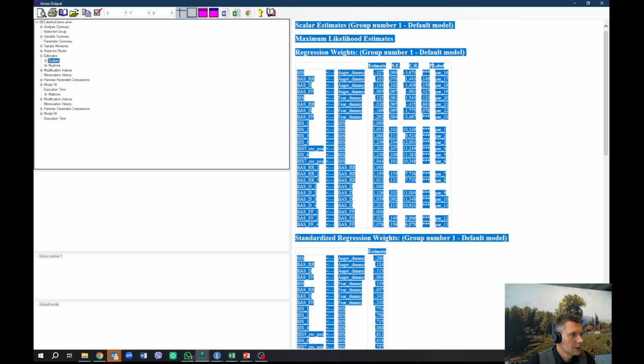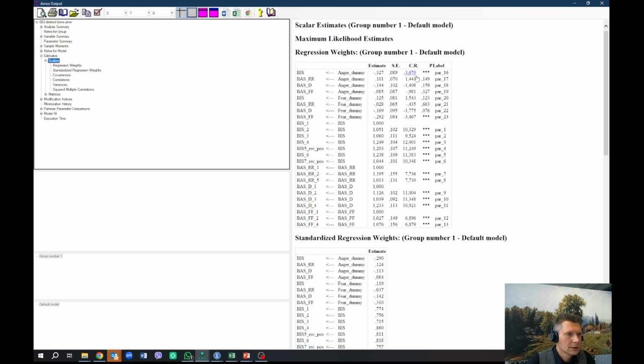Estimates, scalars, and here you can find the effects. Anger has a statistically significant impact on behavioral inhibition. The higher the anger, if it is 1, it is anger, the lower the behavioral inhibition. But anger has no statistically significant impact on behavioral activation. And fear has impact on behavioral activation. If you have the fear, then you are less activated, statistically significant in the scale FF, and weakly significant in the scale D.